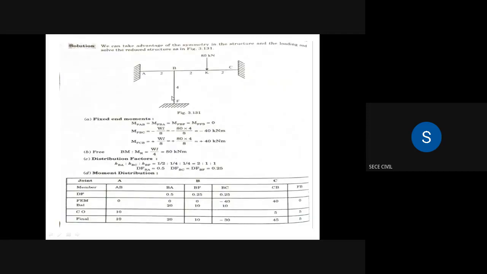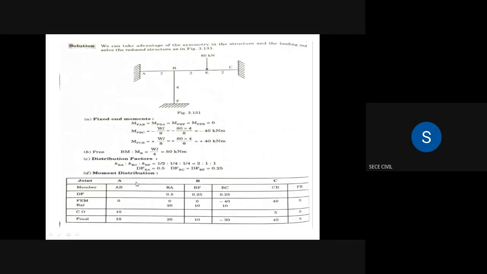Sorry, 4 meter. The vertical members' length is 4 meter. BF, CG, and DH are all 4 meter. So we are having 2 point loads. In span BC and in span CD, the 2 point loads are acting at the center. 80 kilonewton is acting at the center of BC and the center of CD.